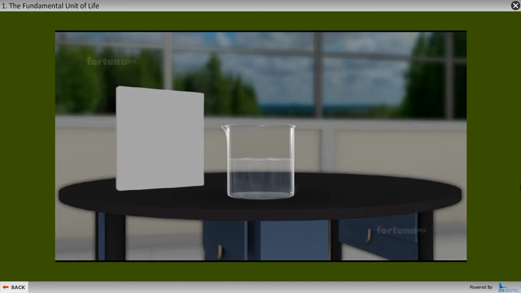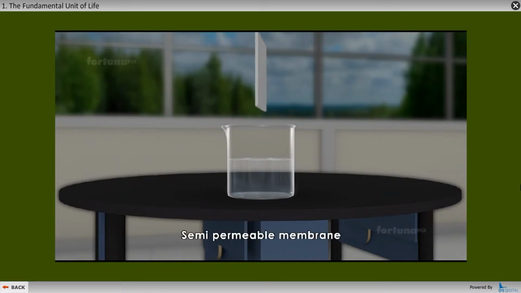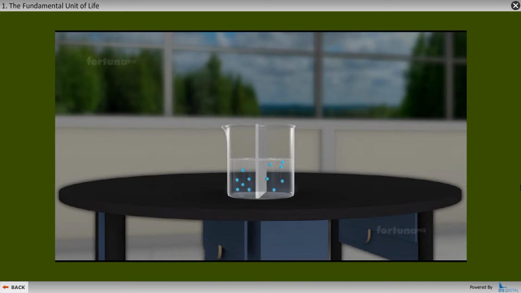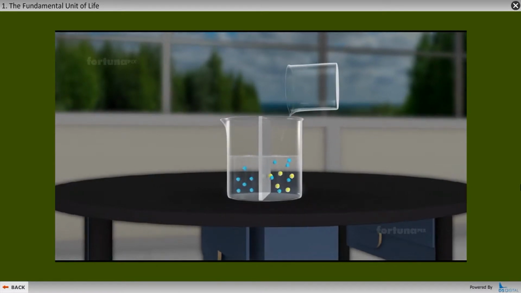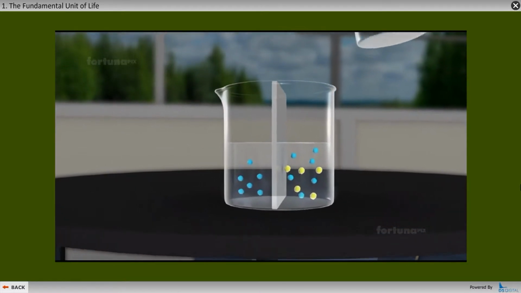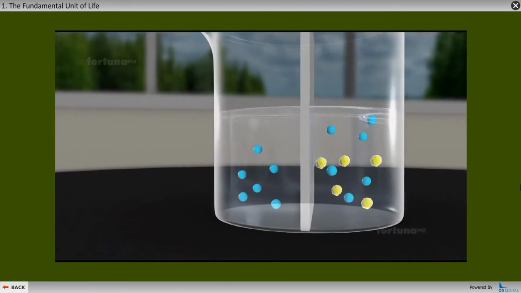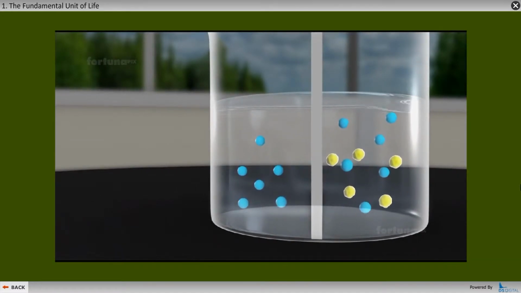We'll begin by placing a semi-permeable membrane into a large beaker filled with water. The water will be able to move freely across the membrane. Next, we'll add urea to the water on the right side of the membrane. It will not cross the membrane for two reasons. Its molecules are polar and they are larger than water molecules.